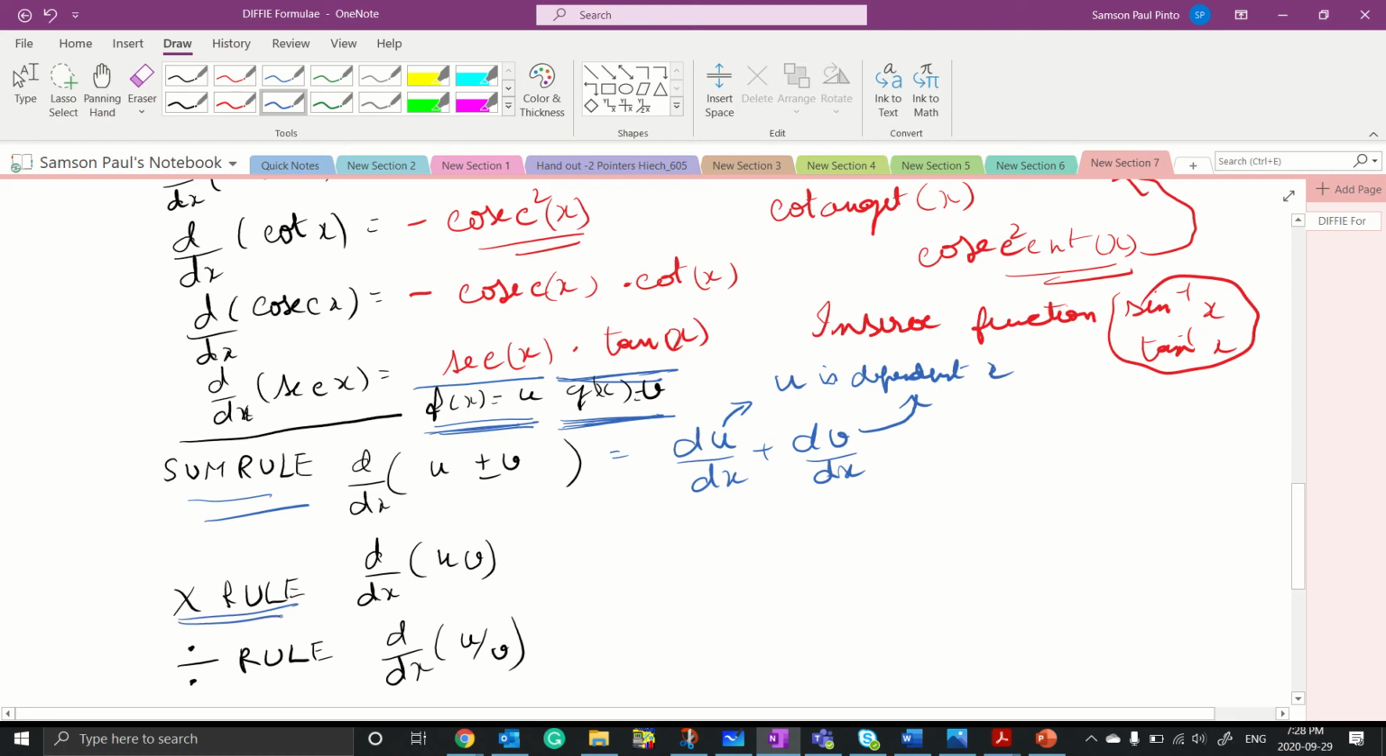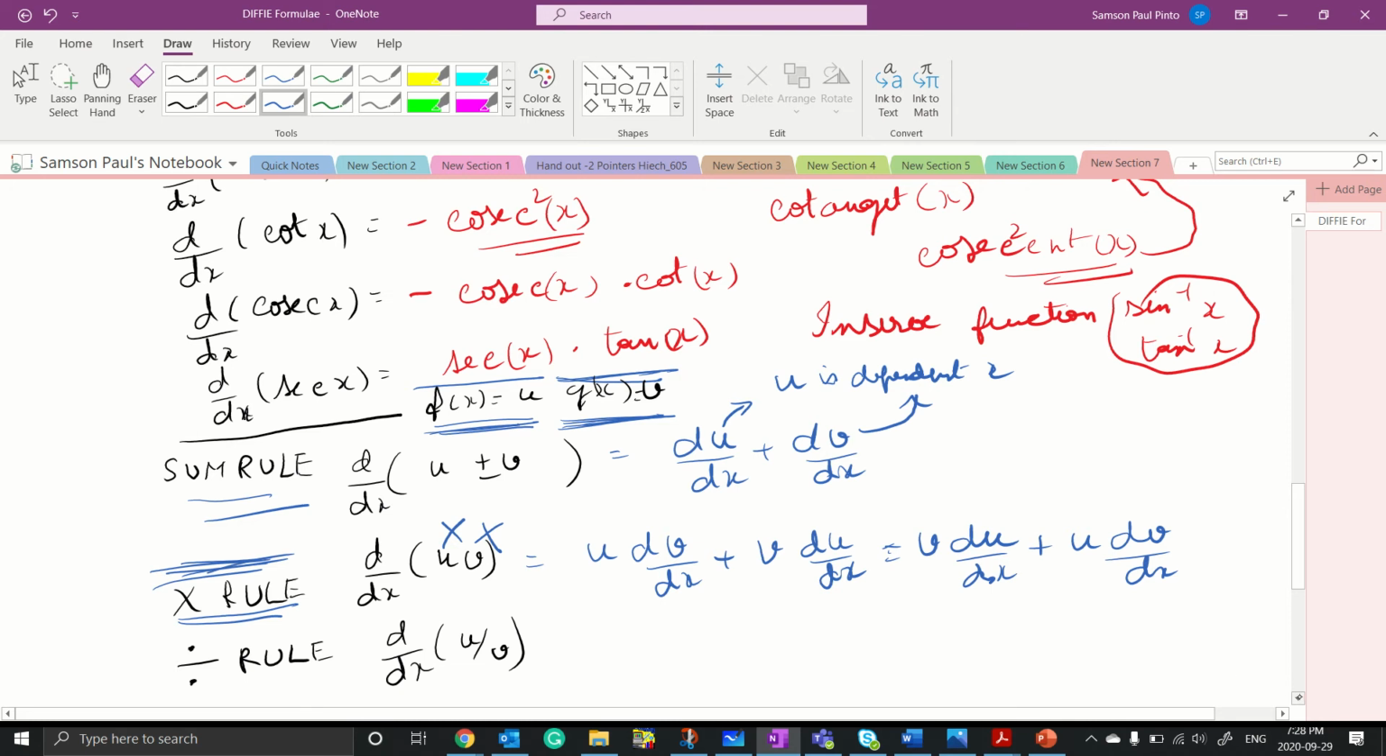Next we come to the product rule, which is d by dx of uv, which is nothing but u dv by dx plus v du by dx. This means the first function into the differentiation of the second function, then the second function into the differentiation of the first function. Even if you reverse this, it is fine. You can do it like v du by dx plus u dv by dx. This is fine, and this is called the product rule.